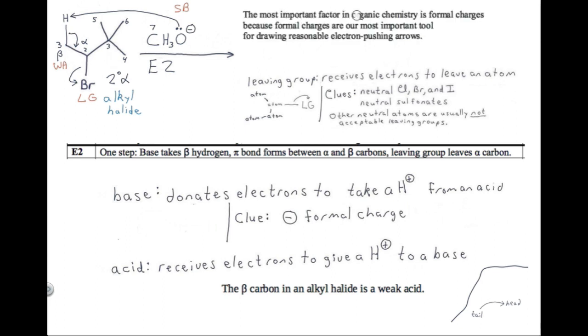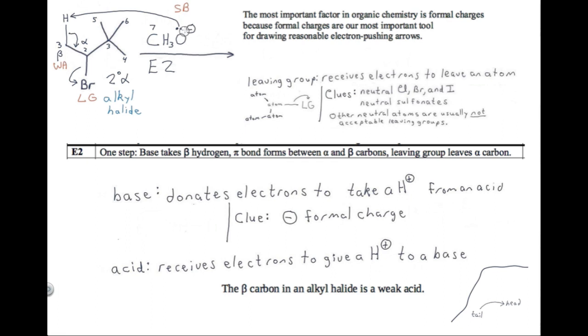Remember that the most important factor in organic chemistry is formal charges, because formal charges are our most important tool for drawing reasonable electron pushing arrows. So are these electron pushing arrows consistent with this formal charge? Does it make sense to put a negative formal charge at the beginning of the series of arrows? Yes, absolutely. An atom with a negative formal charge wants to donate electrons, so it makes good sense that this O- is at the beginning of the series of arrows.